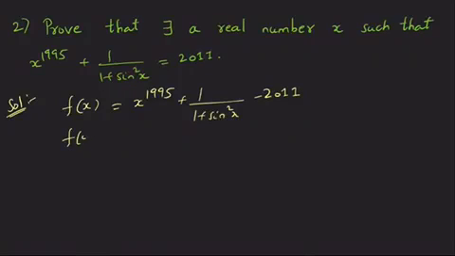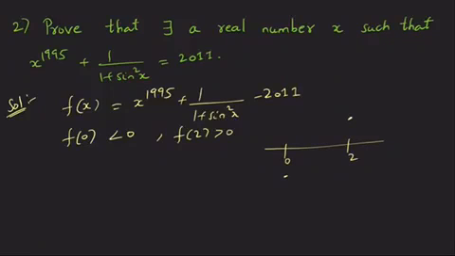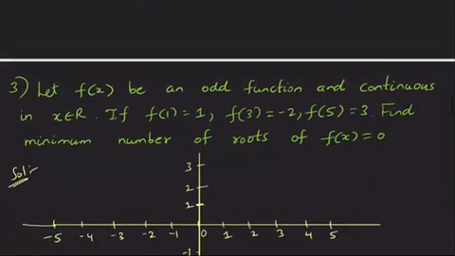Now check that the value at 0 of the function f is negative, and the value of the function at 2 is a big positive value. So again by the intermediate value theorem, the value at 0 is negative and the value at 2 is positive, and the function is continuous, so it cuts the x-axis somewhere between 0 and 2, and hence we are done. Let's move on to the next question.